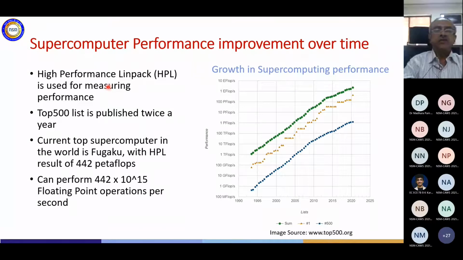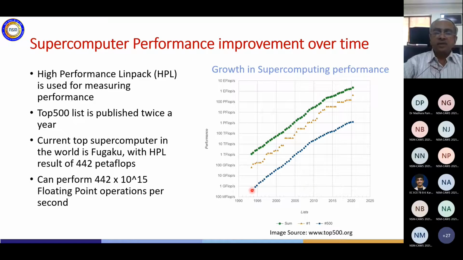However, here supercomputers are used for scientific and engineering applications. And the core of such applications is floating point operation because you need very high accuracy results. Hence, to measure that, it's measured in flops, petaflops, teraflops, etc. And the graph here shows how the performance has increased over a period of time.